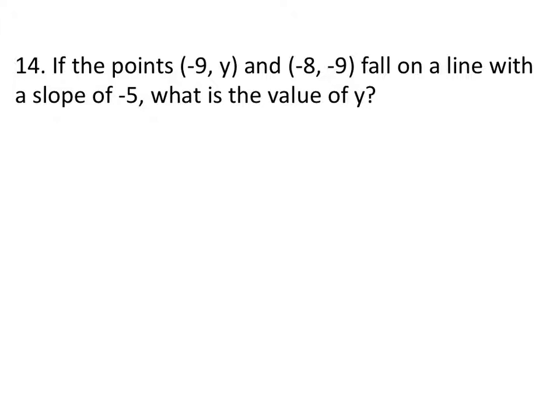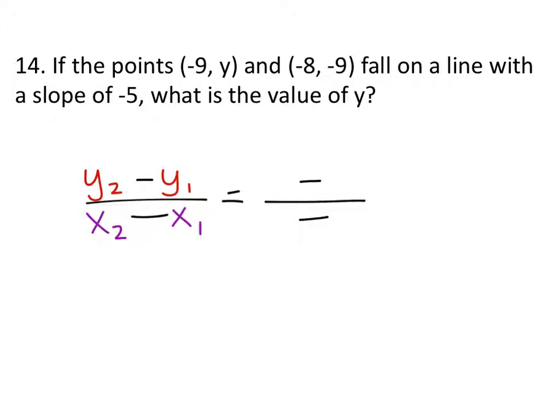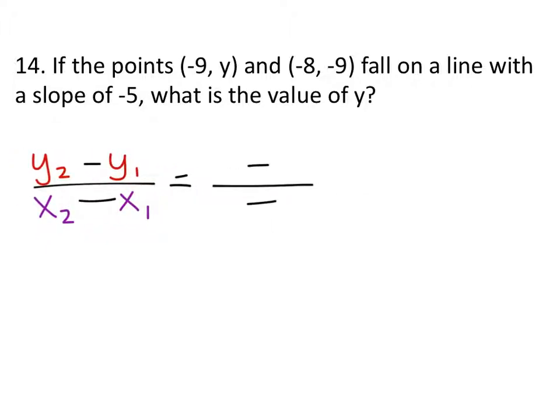14. If the points (-9, y) and (-8, -9) fall on the line with the slope of negative 5, what is the y value? That's a good question. To figure this one out, I'm going to go back to the formula. So I know that my y value is subtracted and my x value is subtracted. And this one told us what that value should equal. It says it should equal negative 5 over 1. Now, of course, this could be simplified, right? So we could kind of separate this for now and just see what we can get from this, okay?